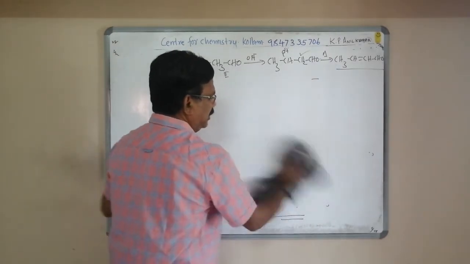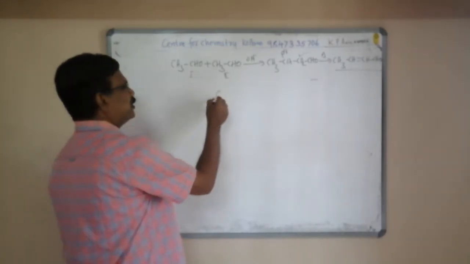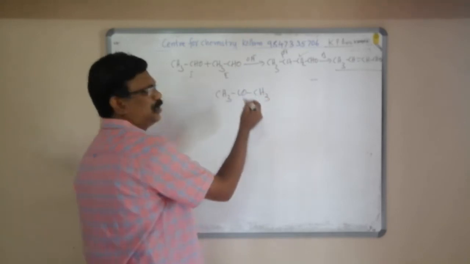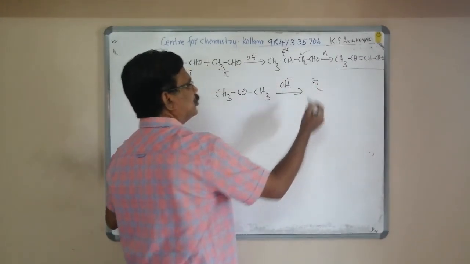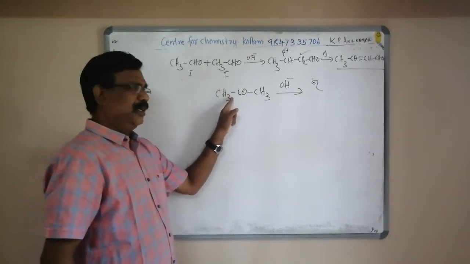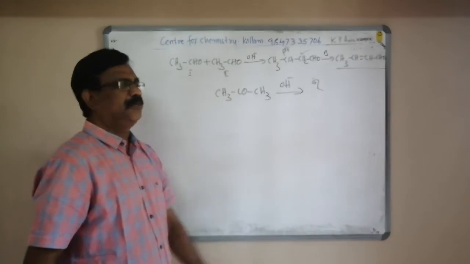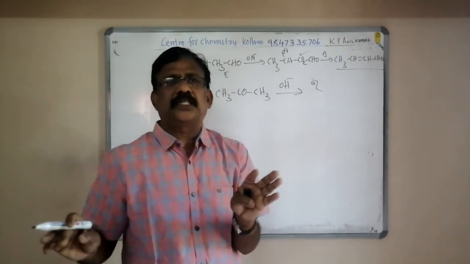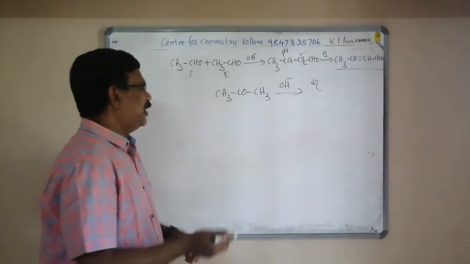Another example, acetone. So this is the question: acetone, CH3COCH3, a ketone. In the presence of a base, what happens? This is a carbonyl compound, a ketone, with three alpha H atoms on each alpha carbon. That is why it also undergoes the aldol condensation reaction in the presence of a dilute alkali or a base. So what is the product?